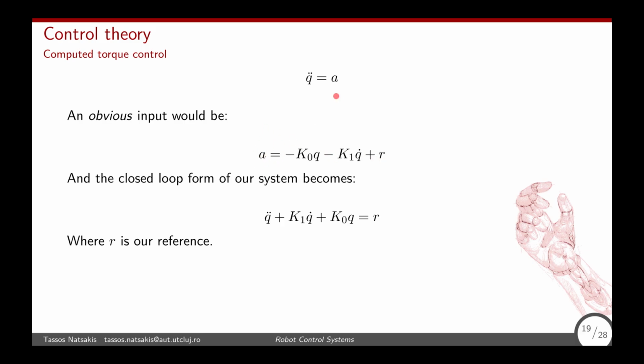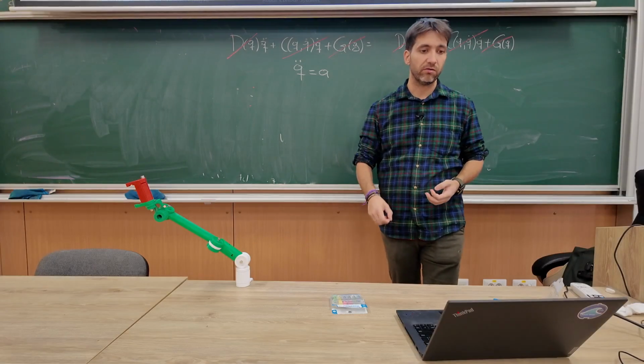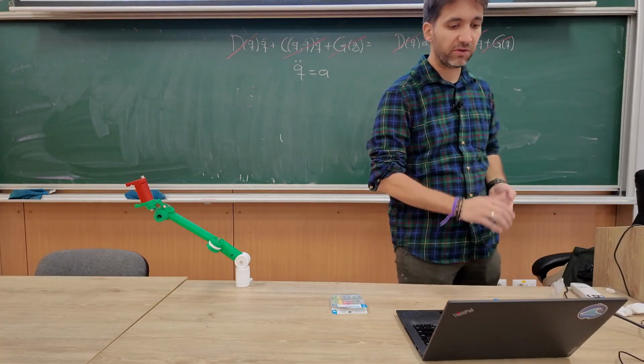So if I use A up here, if I replace, then I will end up with this closed loop form of the linearized system with some gains, kappa 1, kappa 0. And if I choose R to follow a trajectory over time, to basically follow a specific position, velocity, and acceleration, and I implement this control, then I can end up having basically zero tracking error or very good performance, right?